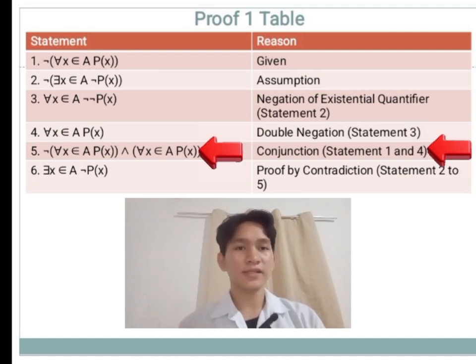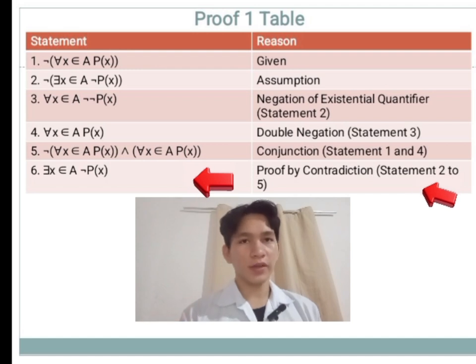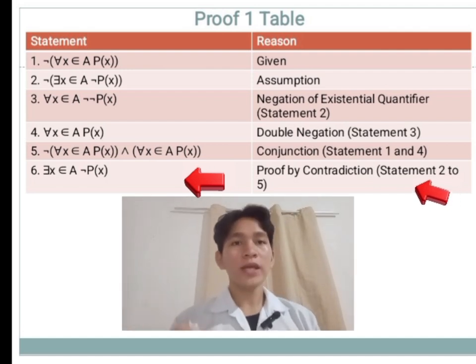So a statement cannot simultaneously be true and false, so we obtain a contradiction. And statement number 6 states that there exists x in A such that not P of x. The reason is proof by contradiction from statement number 2 and also from statement number 5. Since assuming the negation of our desired conclusion produces a contradiction, that assumption must be false. We conclude the original implication must be true.